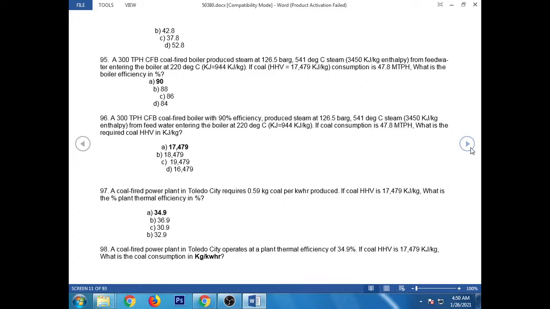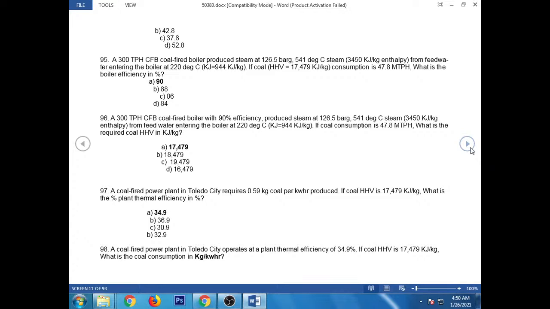A coal-fired power plant in Toledo City requires 0.59 kg coal per kilowatt-hour produced. If coal HHV is 17,479 kJ per kilogram, what is the percent plant thermal efficiency? Answer: 34.9.